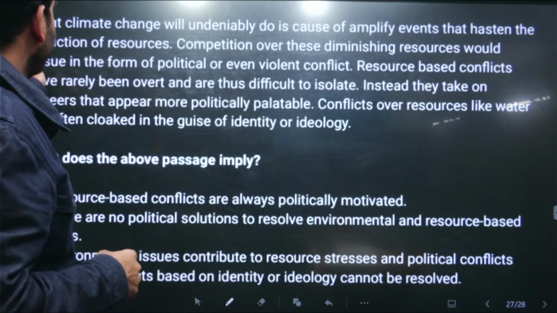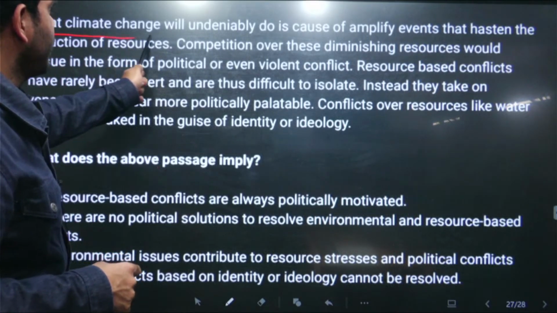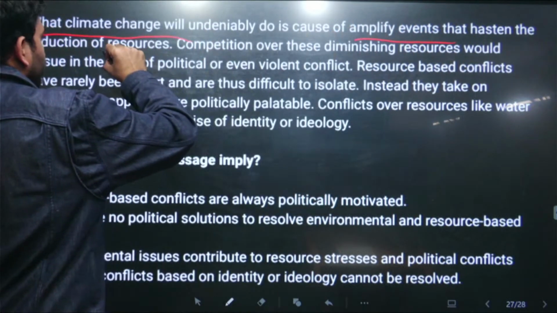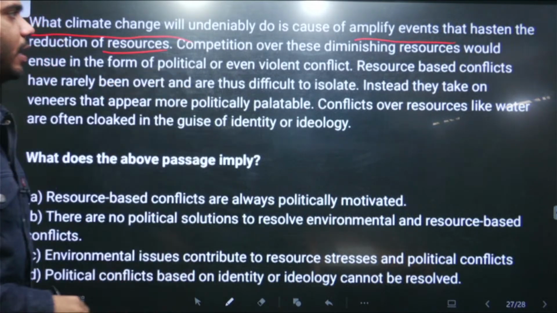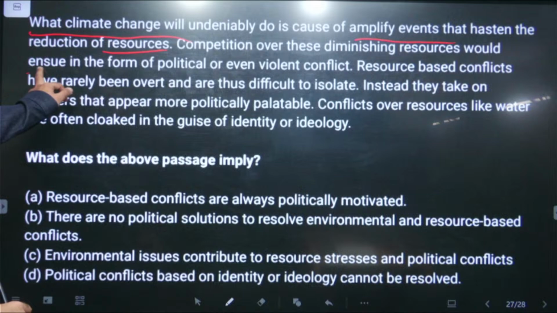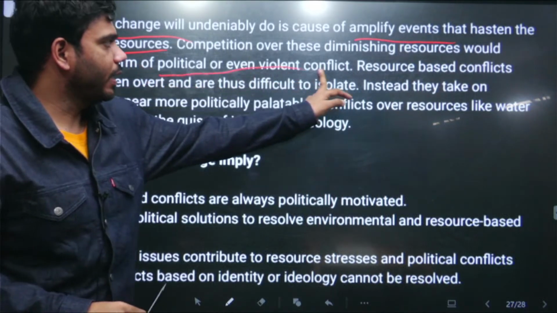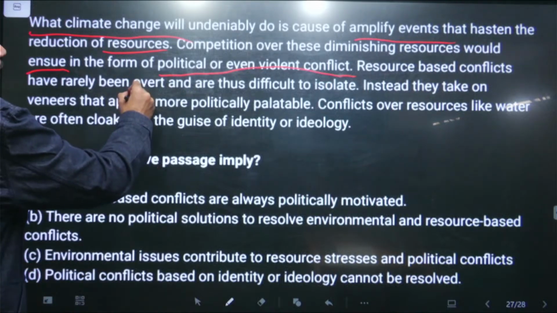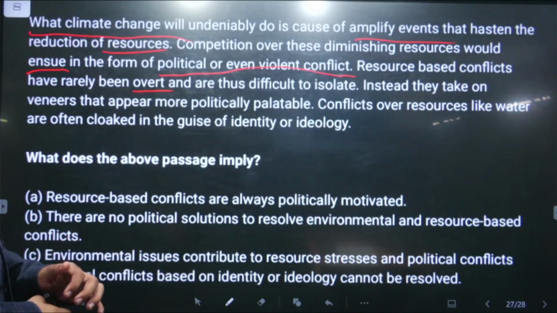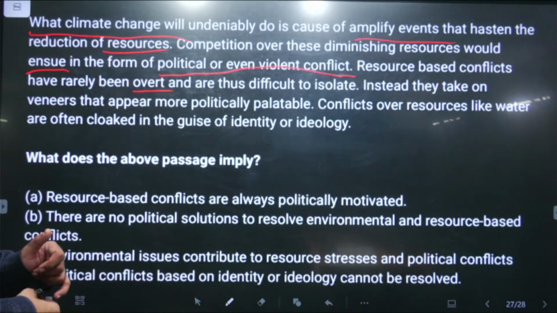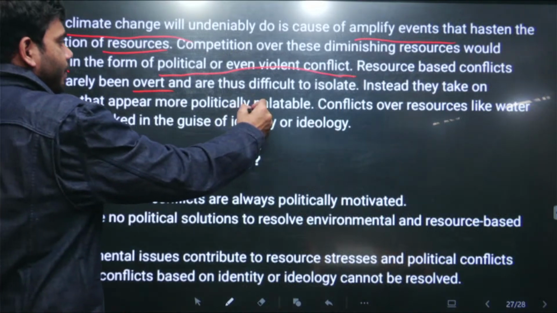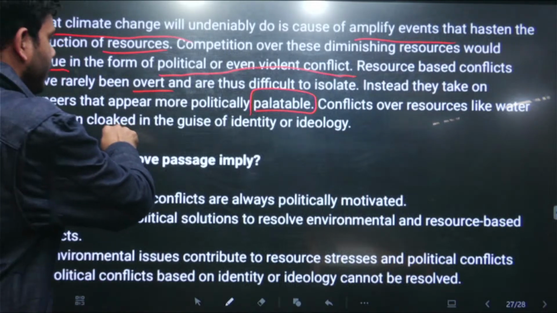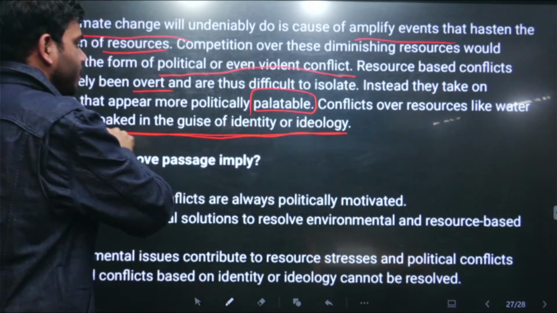So the question is, मतलब the paragraph is, what climate change will undeniably do is cause and amplify events that hasten the reduction of resources. Competition over these diminishing resources would ensue in the form of political or even violent conflict. Resource-based conflict have rarely been overt and are thus difficult to isolate. Instead, they take on veneers that appears more political, palatable. Conflicts over resources like water are often cloaked in the guise of identity or ideology.